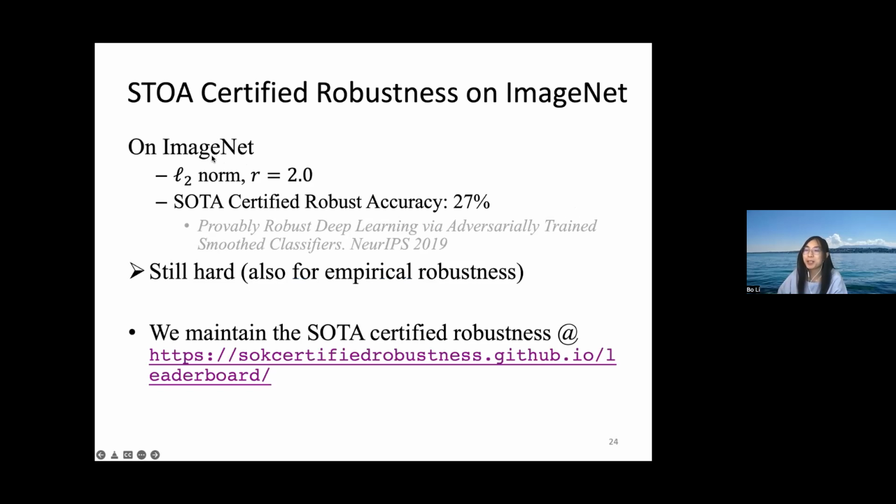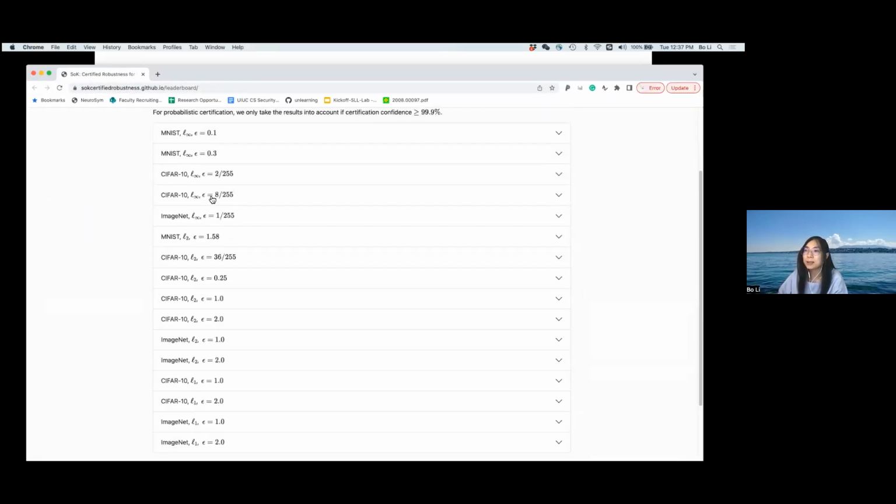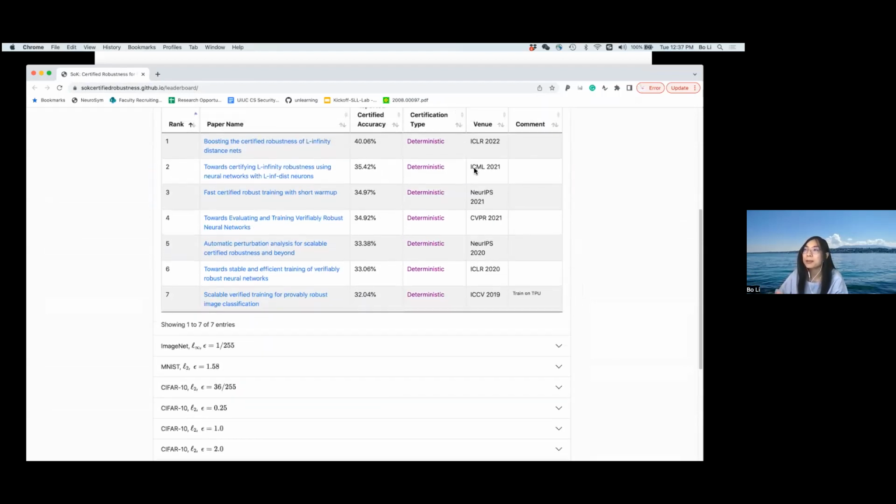And against ImageNet, for example, a large-scale dataset, in terms of certified robustness, it's almost useless. The lower bound is 27, and this provides nothing, right? And we have a certification leaderboard to show, if you want to play with this area, you can see all the datasets and the different radii, and all the state-of-the-art methods and the implementations, everything is here.